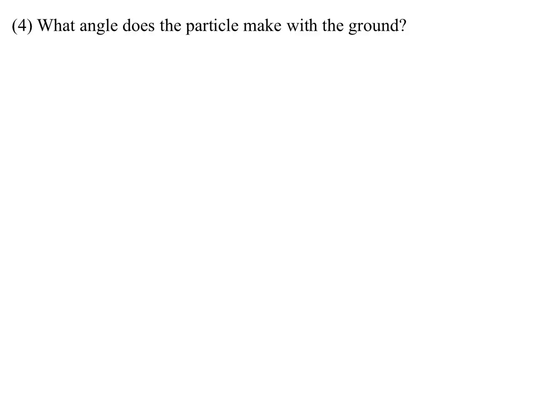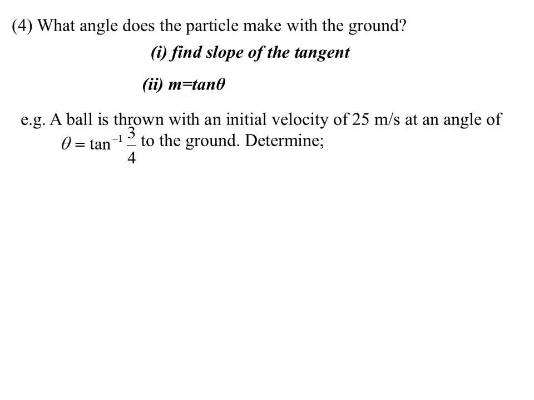If I wanted to find out what angle it makes with the ground, or at any other point for that matter, well, now I'm talking about the slope of the tangent to the curve. So I can find that slope, and remember slope equals tan theta, and then that would allow me to find the angle that it makes with the ground. So let's look at that same example that we did yesterday, but using these ideas. Of course, I didn't have this question in there yesterday, but let's find that Cartesian equation.